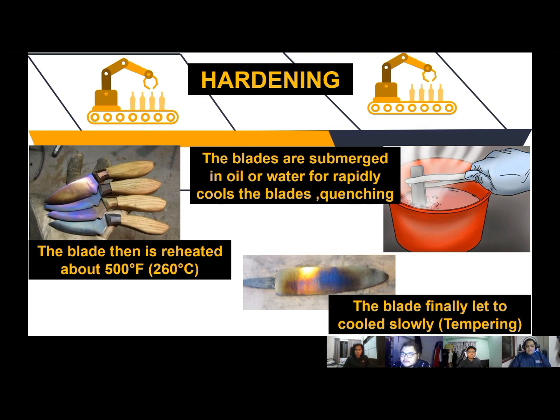So the hardening process is more about increasing the strength of the metal, by further heating and cooling cycles, which is used for a specialized alloy. So that is what is in the hardening process. And then we go to the next process. I will pass to my friend.